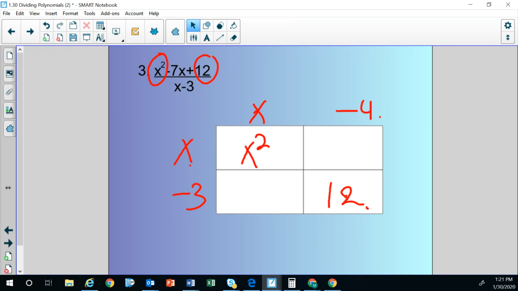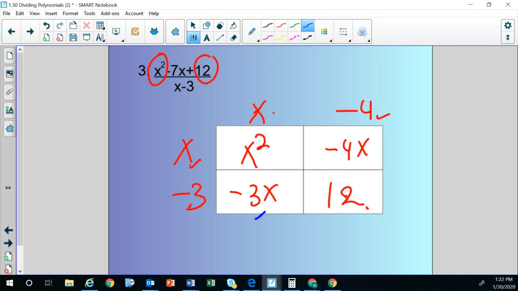So let's start filling the empty spaces. Now, x times a negative 4 is a negative 4x. And a negative 3 times x is a negative 3x. And if I want to verify if my answer is correct, all I have to do is look at these two terms. Right? A negative 3x and a negative 4x will give me a negative 7x. So that's how I know my answer is correct.